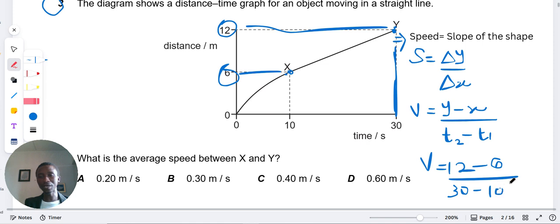Then subtracting those values now, we have 12 minus 6, that gives us 6 divided by 20. And 6 divided by 20, if you do our arithmetic very well, 2 goes here, that remains 3. 2 goes here, that remains 10. So 3 divided by 10, that should be 0.3. Definitely the speed, which is the slope of the shape, is equal to 0.3 meter per second. Do we have that in the options? Yes. Option B is the correct answer.